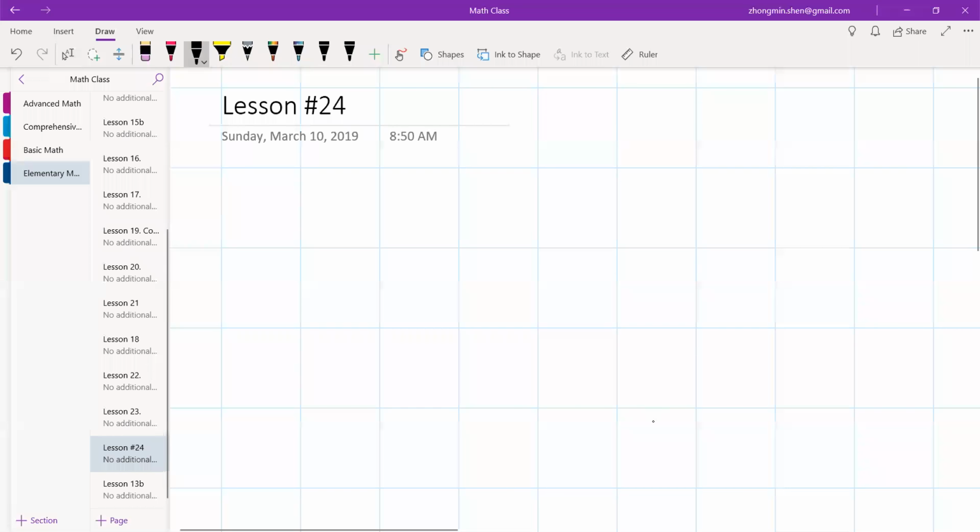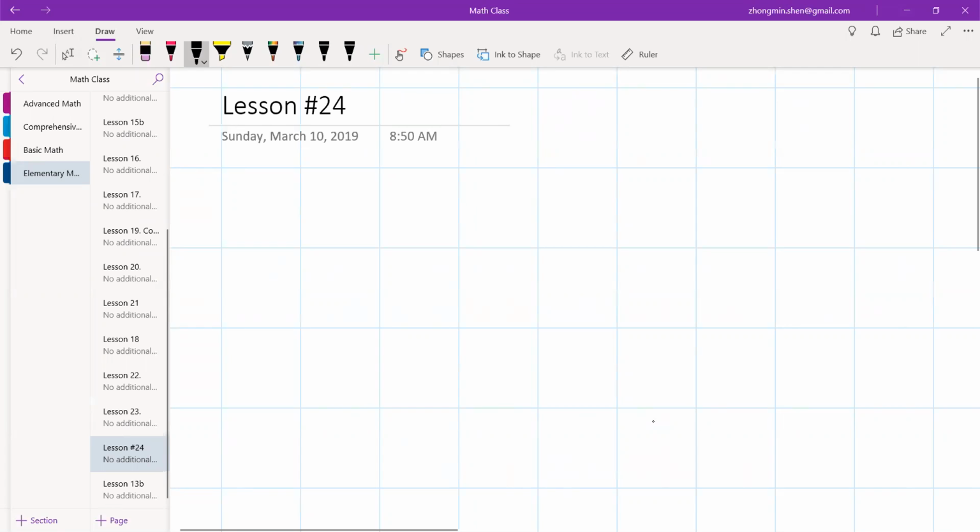Let's start class, okay? Today we're going to mainly focus on the story problems and how to solve so-called equations based on the given information, okay?